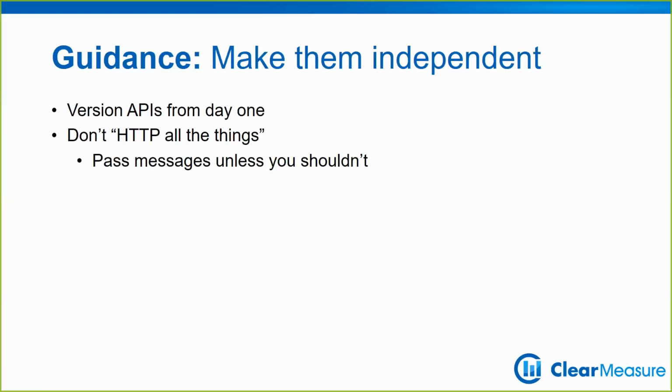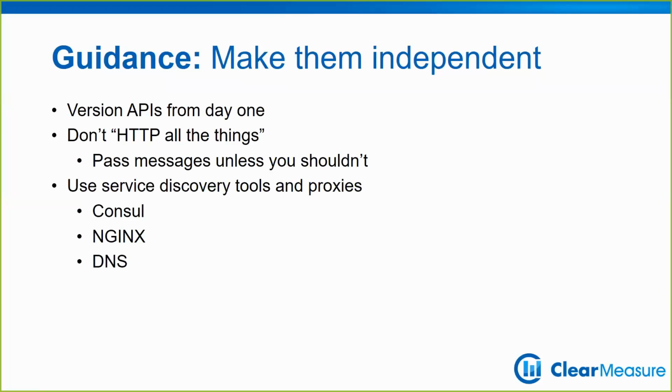You want to start versioning your APIs from day one. That doesn't mean you have to have a V1 inside of your URL or whatever scheme you decide to go with, but you as a team need to agree how you're going to version your things. When microservices first started becoming the big thing, one of the things about it was that you can HTTP everything, because every modern language we use has a library that can make HTTP requests. But we want to focus on passing messages unless there are particular reasons why we want that request-response.